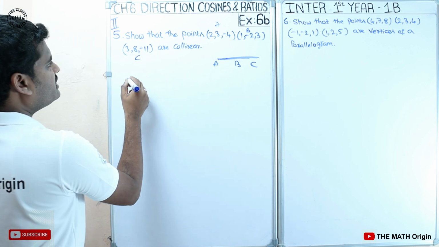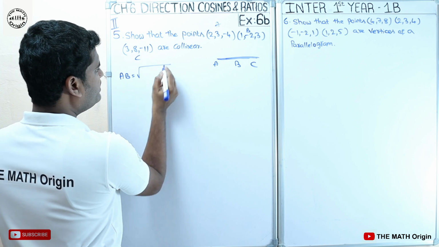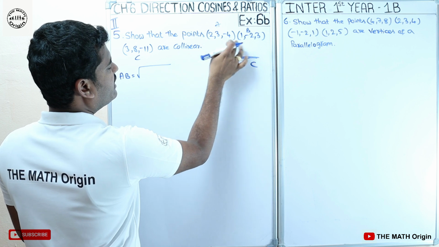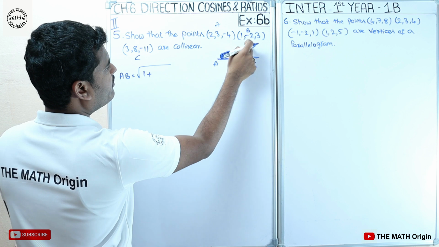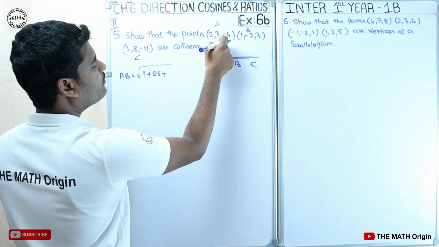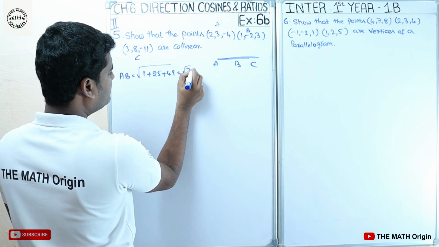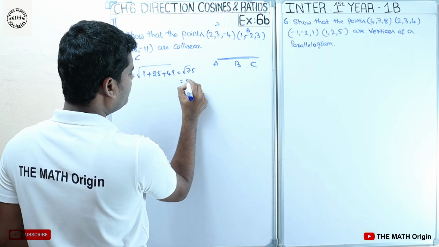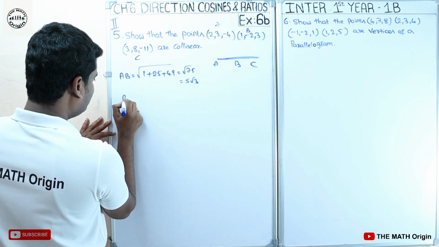So let's find out. First let's do for AB. First we need to find the distance between A and B. The distance formula: (x2 minus x1) whole square, (1 minus 2) whole square is 1, plus (minus 2 minus 3) whole square is 25, plus (3 plus 4), 7 square is 49, which equals root 75. Which equals 25 into 3, meaning 5 root 3. That is AB. Now let's check for BC.